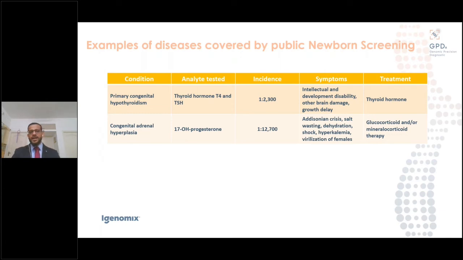Primary congenital hypothyroidism is identified by elevated TSH and a low T4. The incidence can be as high as 1 in 2000, and in some countries it can be even higher. You have suitable replacement therapy called thyroid hormone. Once initiated, symptoms like intellectual disability, developmental disability, and other brain damage will be totally ameliorated. Similarly, congenital adrenal hyperplasia is identified by elevated 17-OHP levels, with an incidence of about 1 in 10,000 to 12,000. A suitable treatment with glucocorticoid and mineralocorticoid therapy is available for such a condition.